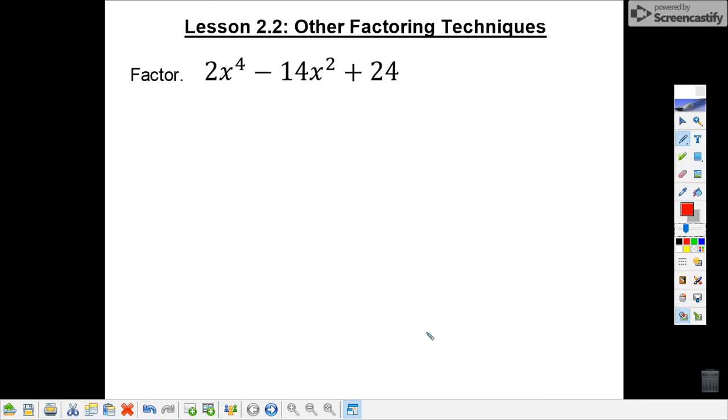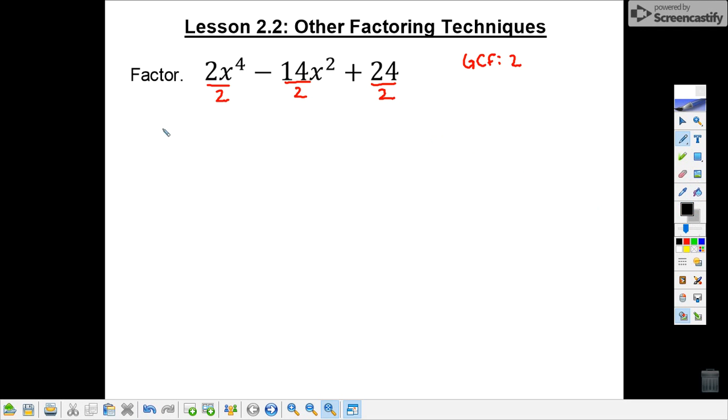All right, I'm going to go ahead and do another example with 3 terms, factoring 3 terms. So first thing you always need to do is your greatest common factor. In this case, it's 2. I can divide all 3 terms by 2. So I'll go ahead and do that.